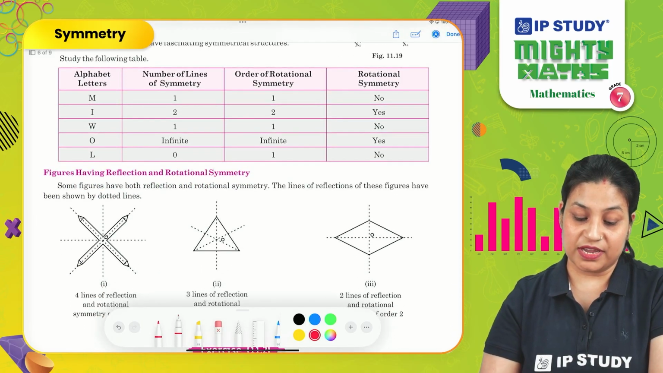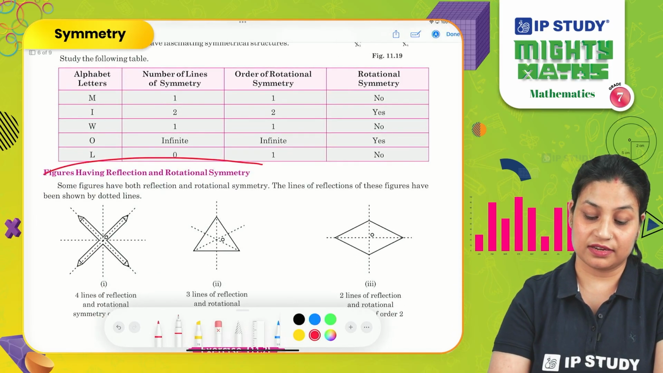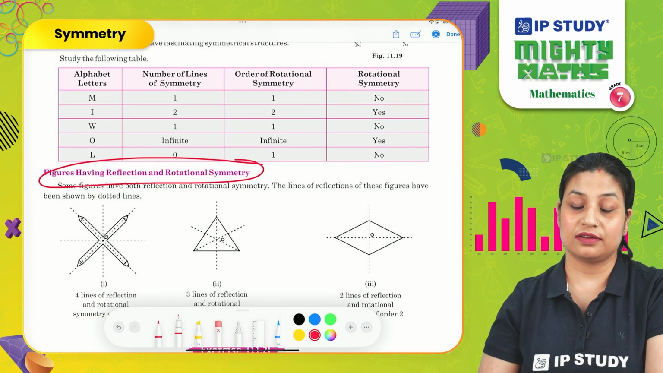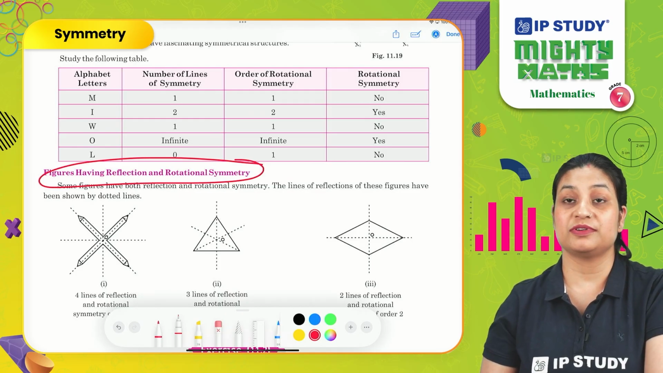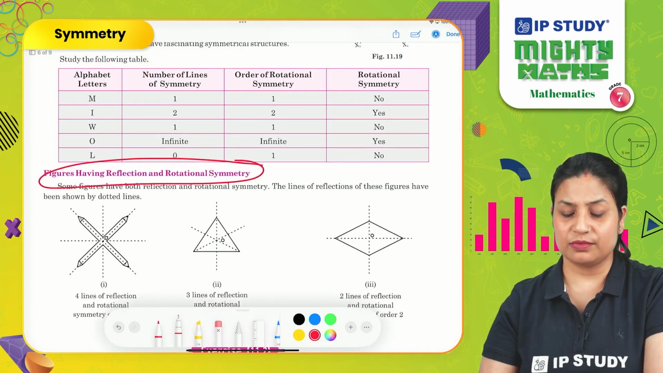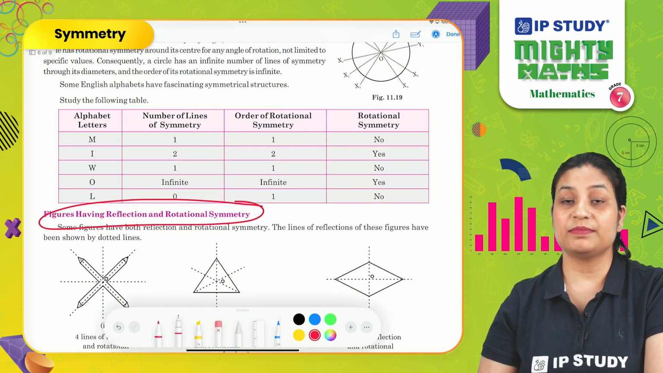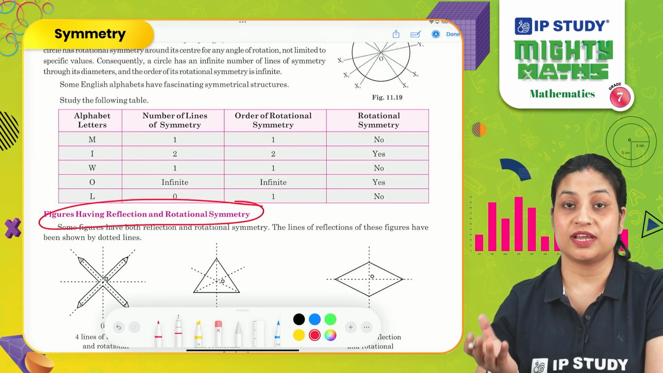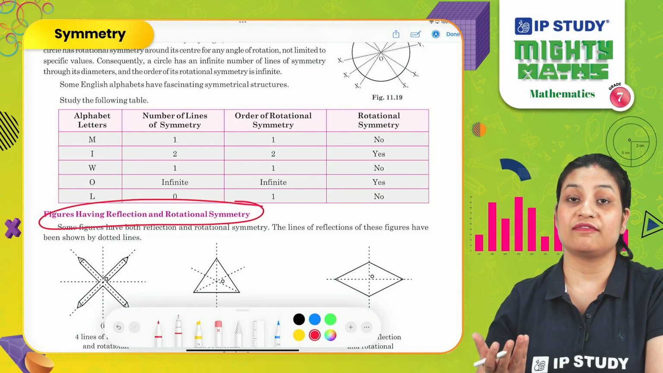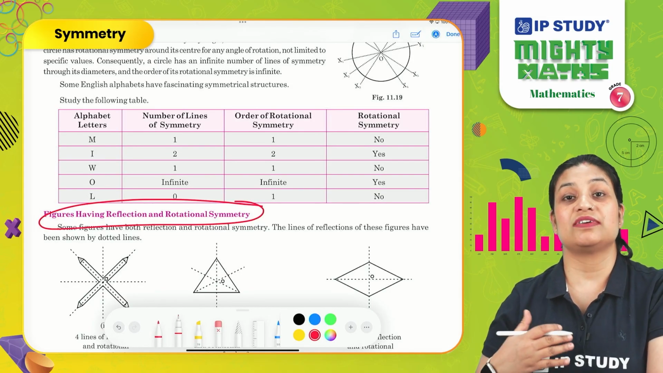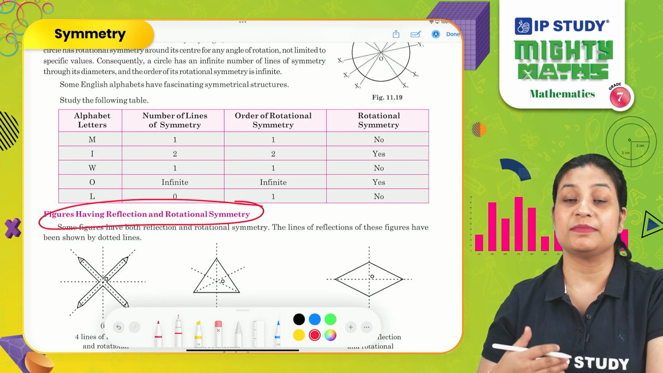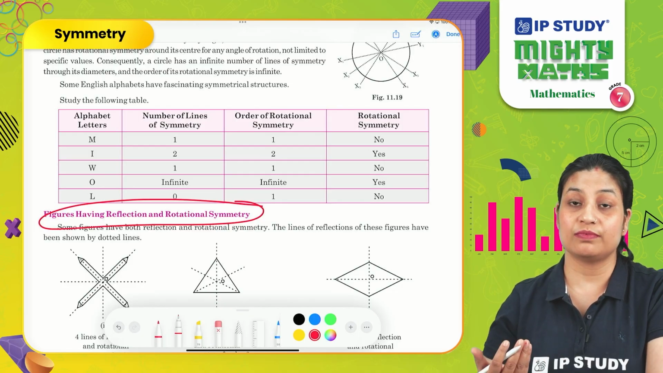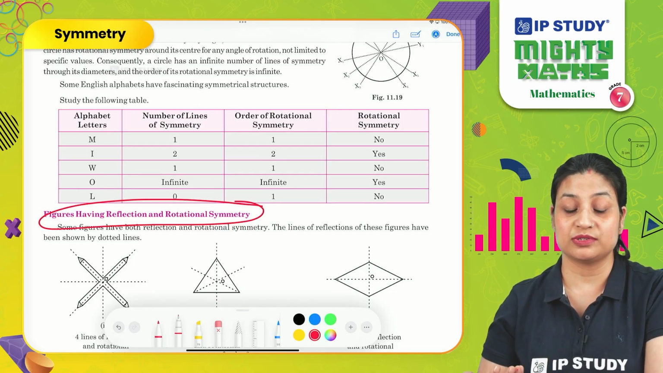So the next topic is figures having reflection and rotational symmetries. So I have taken good examples in this chapter previously. So let me tell you one thing. There are many objects, many shapes, many alphabets which have the reflection symmetry as well as rotational symmetry. Now let me take an example for you. Let me show what are the objects, what are the alphabets over there.